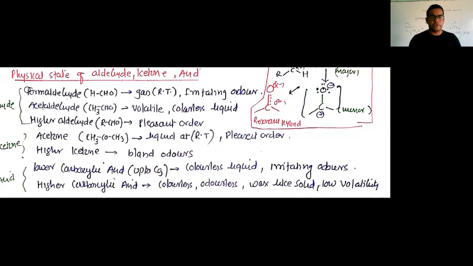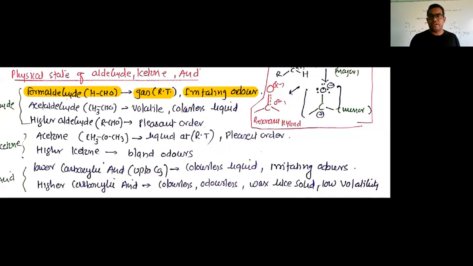First of all, you just observe the formaldehyde, that is HCHO. It is present in the form of gas at room temperature and has an irritating odor. Right now, when you inhale the formaldehyde, you can feel somewhat irritating. मतलब चिड़चिड़ापन आ जाने लगता है.